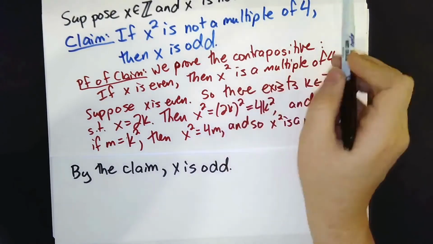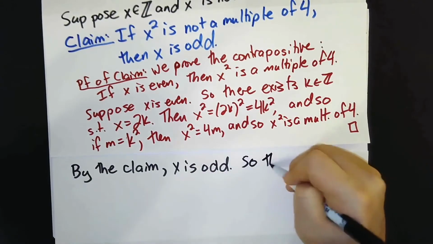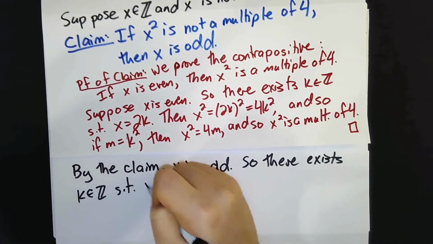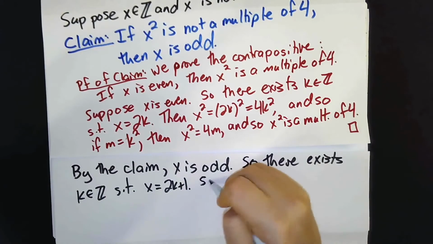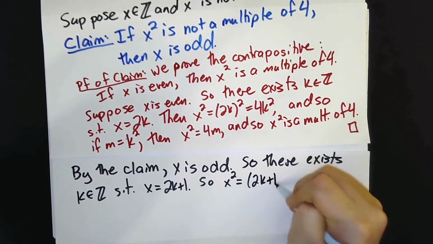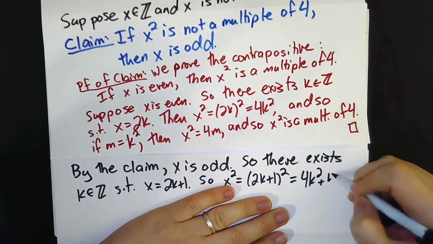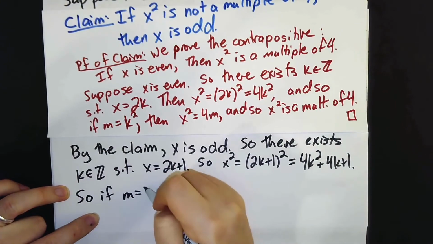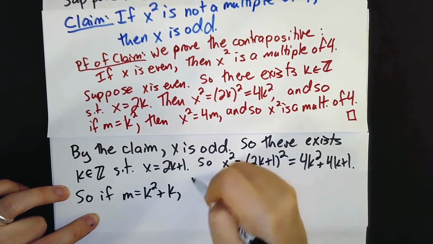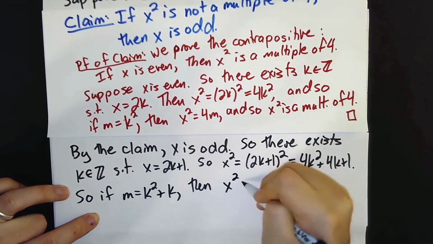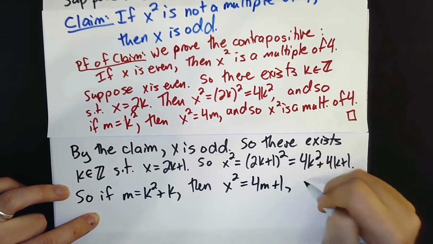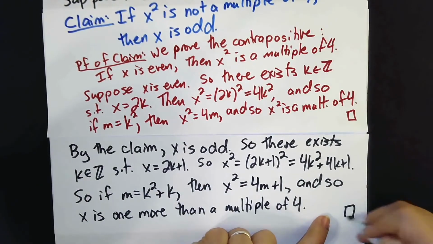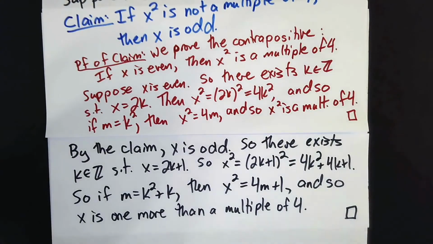So since x squared is not a multiple of 4, x is odd. And so there exists k in Z such that x equals 2k plus 1. So we follow our noses. x squared is (2k plus 1) squared, which is 4k squared plus 4k plus 1. And so if m is k squared plus k, then x squared is 4m plus 1. And so x squared is 1 more than a multiple of 4. And so that now completes our mega proof.